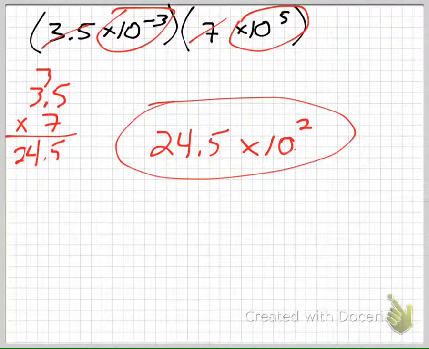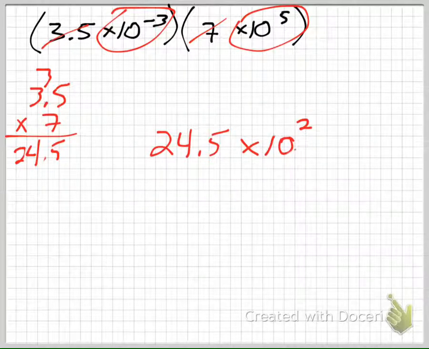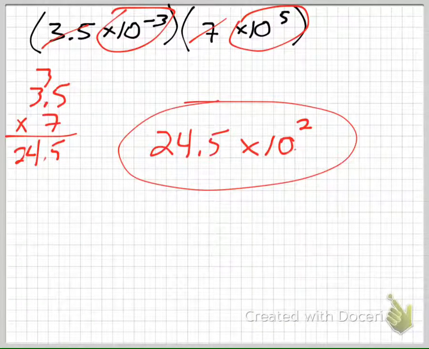Is this scientific notation? No. Why not? It's not between 1 and 10. It's 24. So what do I need to do here? What can I do with that number to put it in scientific notation? I need to move the decimal to the left one. I'm going to divide this by 10, moving the decimal to the left. Now listen, this is the answer. It's just not written in scientific notation. Does that make sense?